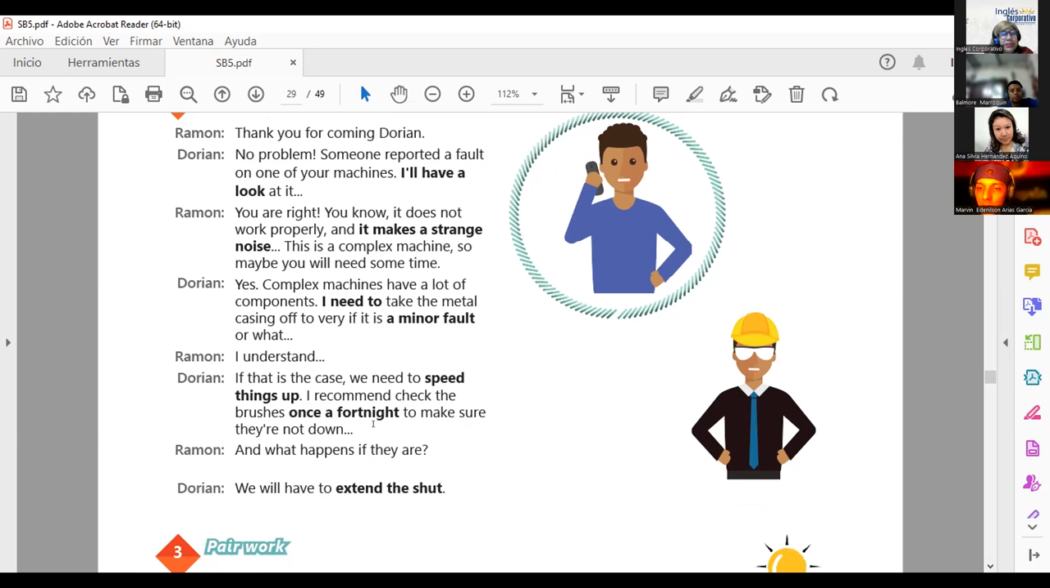I recommend checking the brushes once a fortnight to make sure they are not down. And what happens if they are? We will have noise. We will have to extend the chat.